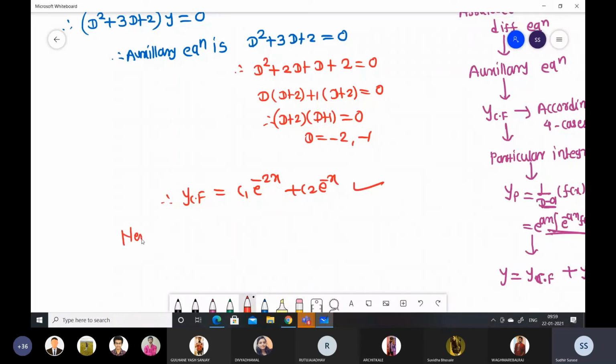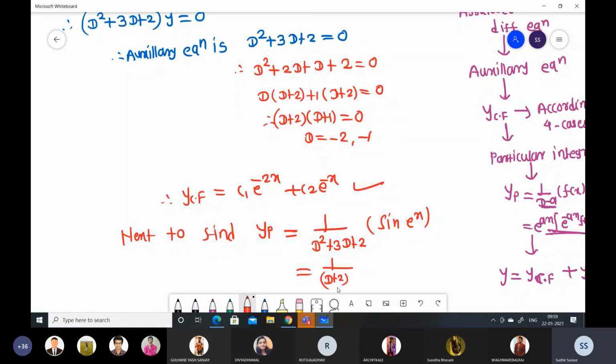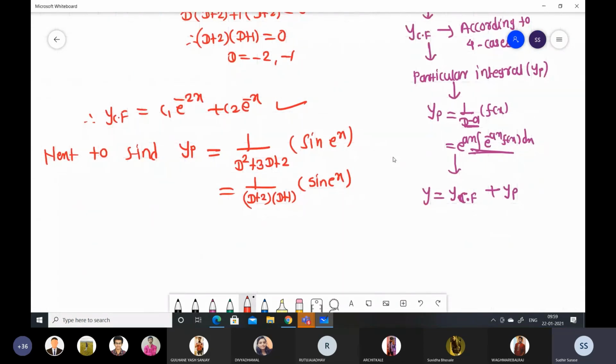Now next, to find YP. To find YP, 1 upon phi of D, that term you have to consider: D square plus 3 times D plus 2, and on the right hand side sine e to the power x we have, and you have to do the factorization of this. This is D plus 2 and D plus 1 sine e to the power x, and from here onward we have to use this formula. Operate successively. First of all, operate 1 upon D plus 1, and thereafter 1 upon D plus 2. So this formula you have to use here. Try this as homework. Okay, stop here.